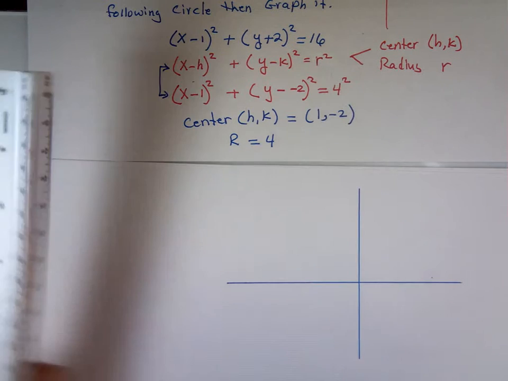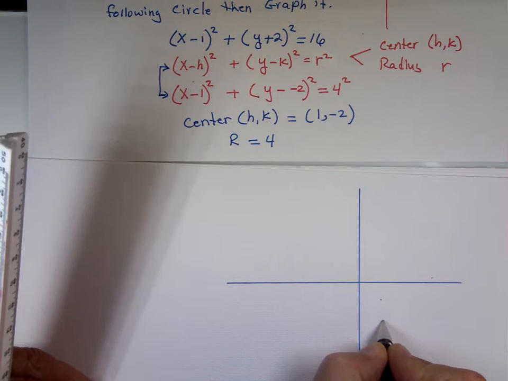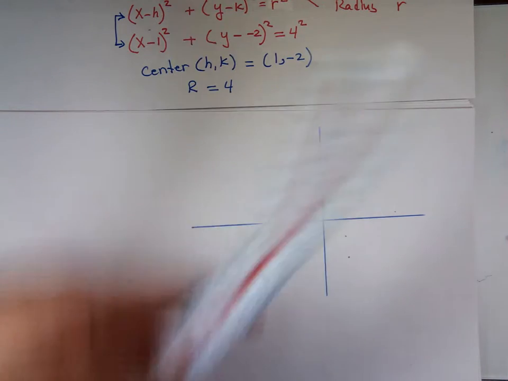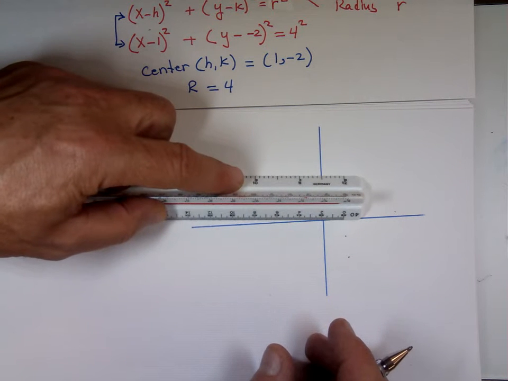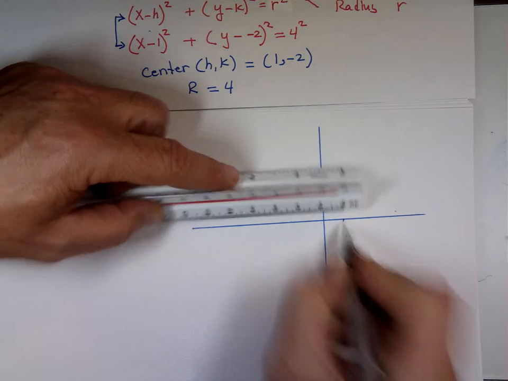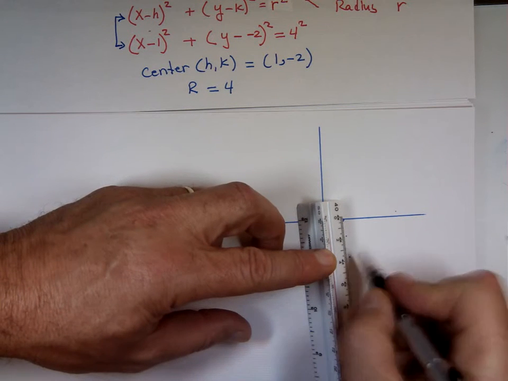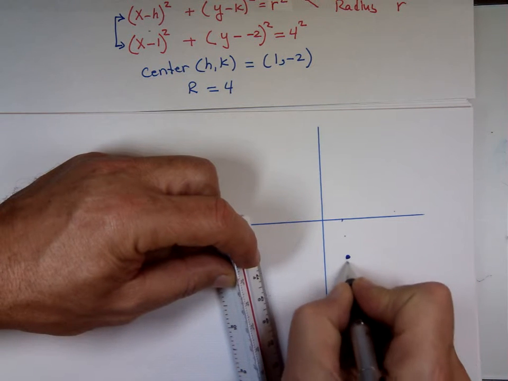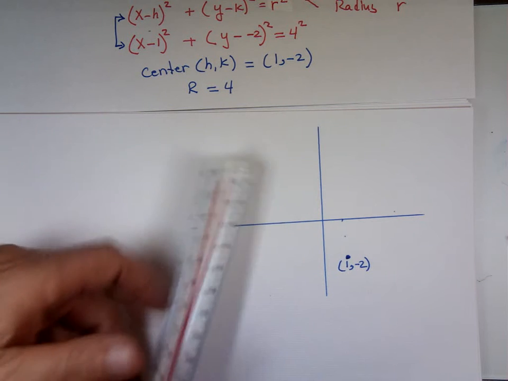I go x is 1, y is negative 2. Let me use a scale here. This is the 1, negative 2 down. I'm using centimeters here. That's where the center is. That's the 1 comma negative 2. Now what's my radius? 4.